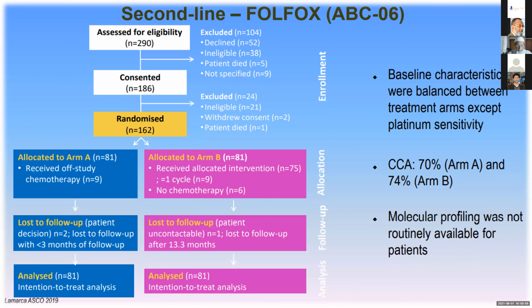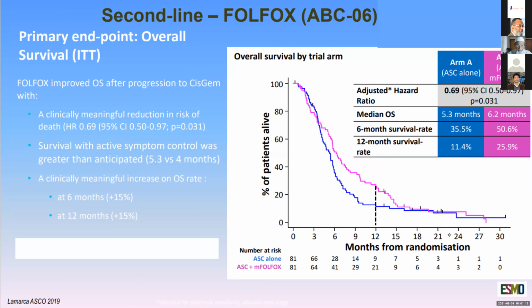And the patient was randomized. What about the initial recruitment of the 290 patients? Randomization was done on up to 162 patients, and it shows that FOLFOX improved the overall survival after progression of the disease on treatment with gemcitabine and cisplatin, with a clinically meaningful reduction of the risk of death.